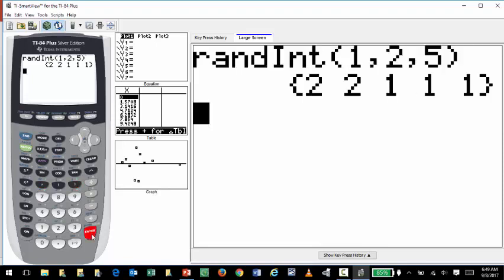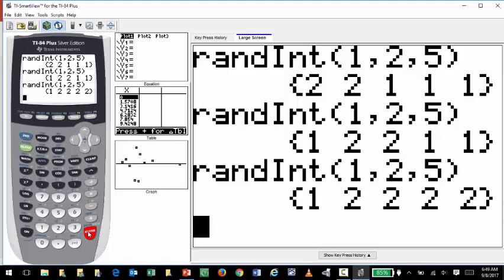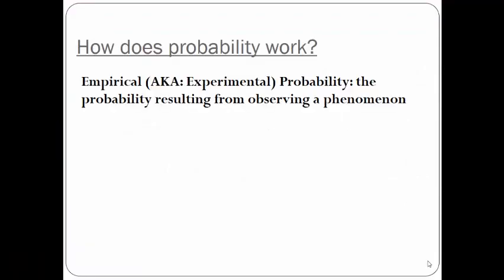Now when we flip our imaginary coin, we got tails, tails, heads, heads, heads. If we hit enter again, we now got heads, tails, tails, heads, heads. If we keep doing this, all of a sudden we might run into something that looks kind of funky. Here's 4 tails in a row, which you don't really expect a fair coin to do. So how does that probability work?